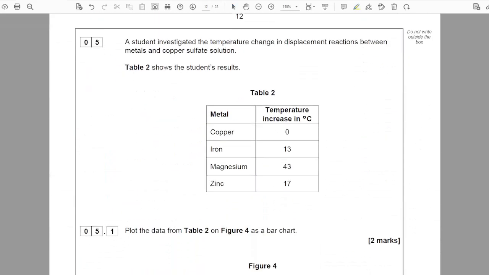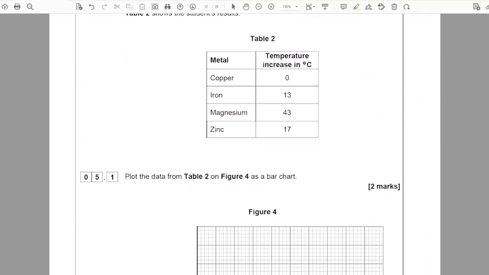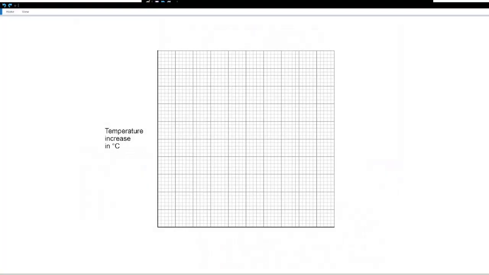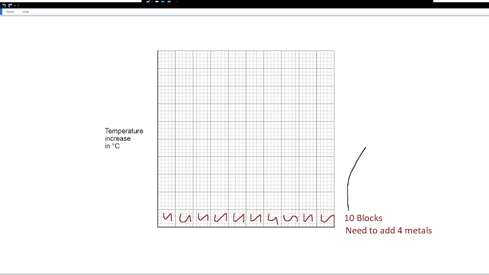A student investigated the temperature change in displacement reactions between metals and copper sulfate solutions. Plot the data from table 2 on figure 4 as a bar chart. So firstly, what I would do is look for how many boxes I would assign to each metal. Now there are 10 boxes along the bottom and we have 4 metals. We don't really need to use all the boxes. So what we can do is leave out 2 boxes and just use 8. And that means we have 2 boxes for each metal.